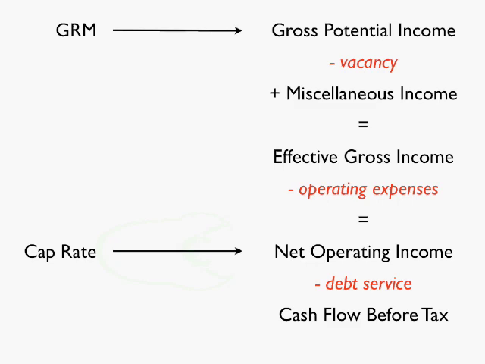Now, net operating income, as you notice from the schedule here, is a figure that has already accounted for vacancy as well as income and operating expenses. So if you have an older property with a lot of expenses, the net operating income is going to take that into account. Therefore, most investors use a cap rate as opposed to a gross rent multiplier.